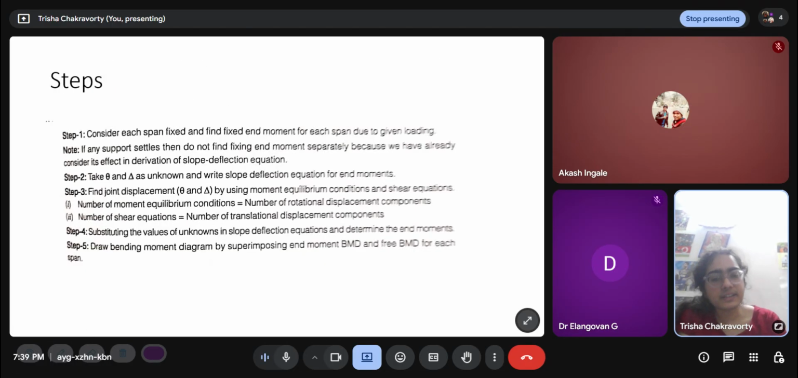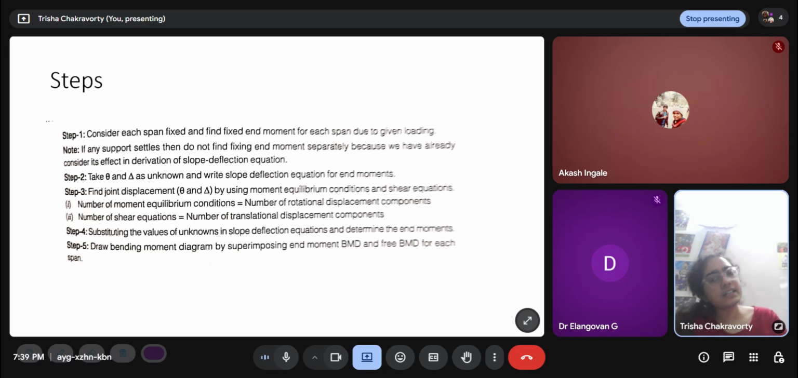Step three: determine the joint displacements theta and delta by using moment equilibrium conditions and shear equations. The number of moment equilibrium conditions is the number of rotational displacement components, and the number of shear equations is the number of translational displacement components. This is where the kinematic indeterminacy comes in. If there is only 1 translational degree of freedom, you will only have one equation, and it will be easy to solve.